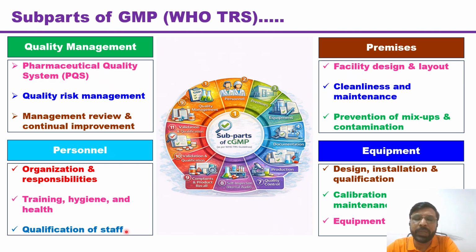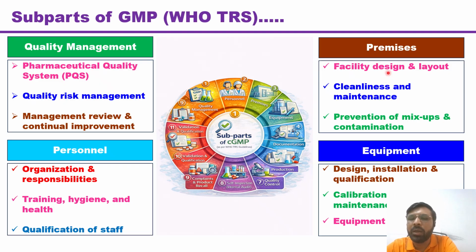The next one is the qualification of staff. It is also a very important factor. If we assign qualified staff in the process, we will get quality products. The next fundamental is premises. Under premises, we have to see facility design and layout, cleanliness and maintenance, prevention of mix-up and contamination.